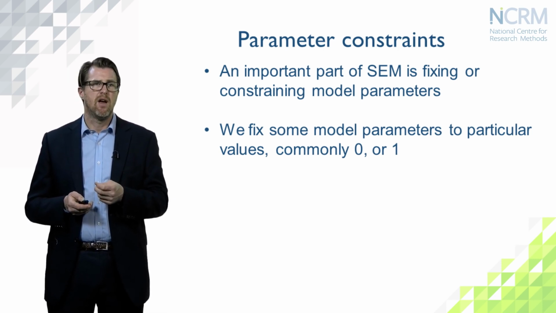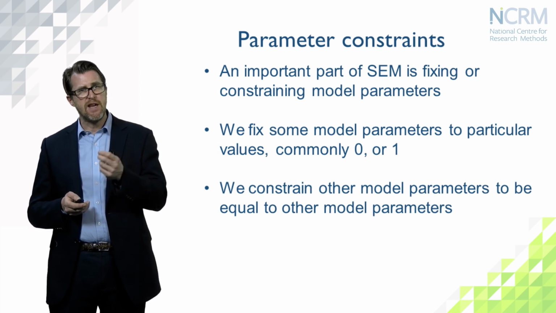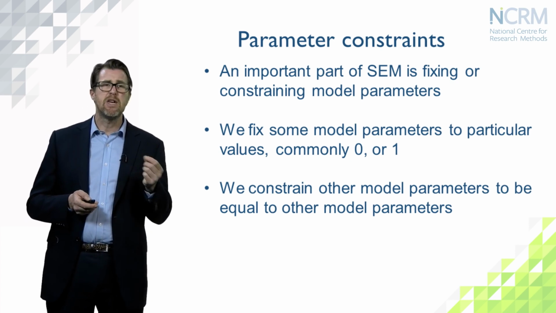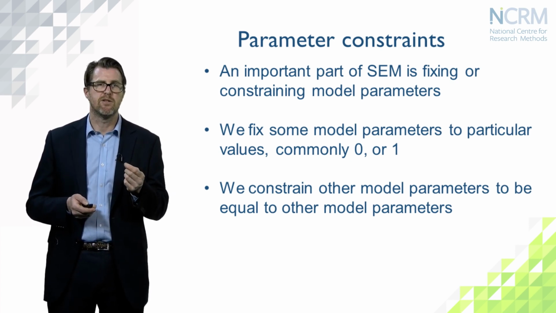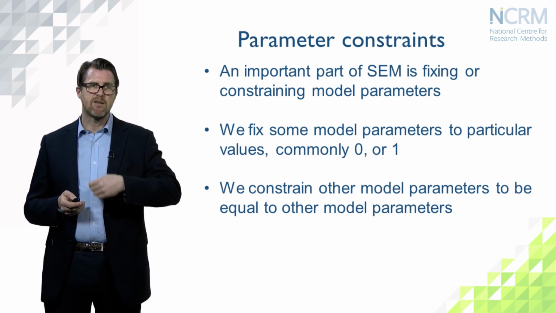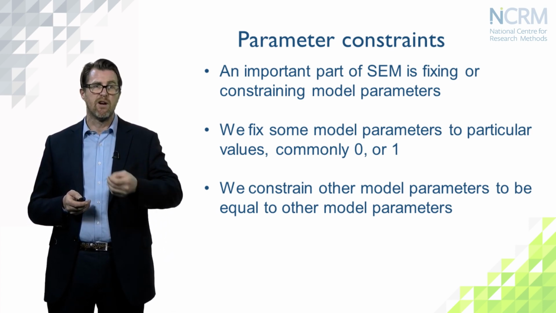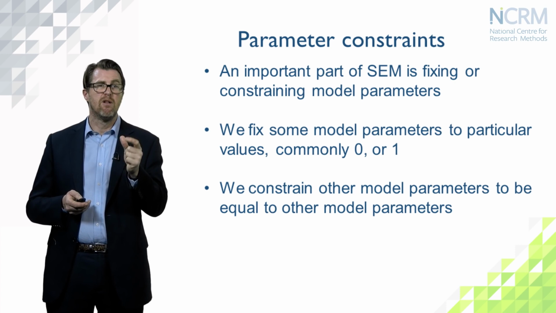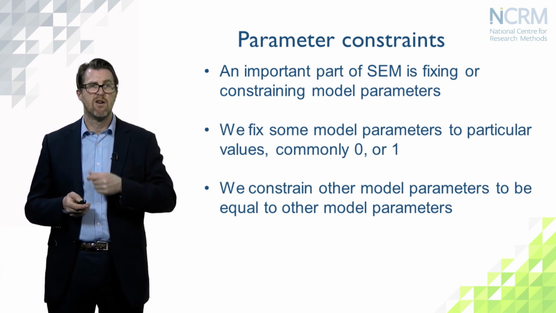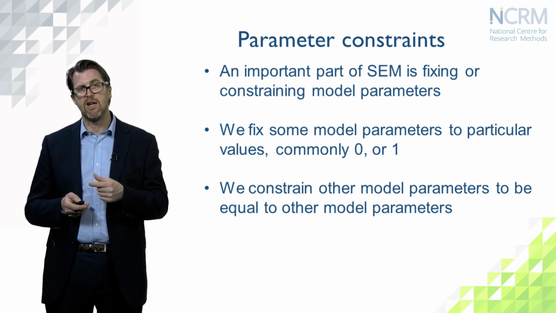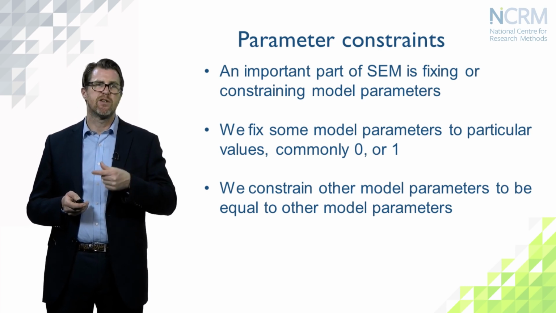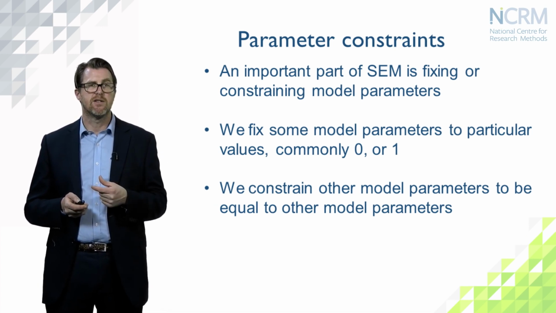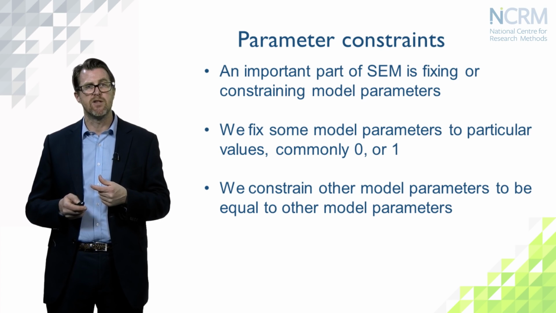But in addition to fixing parameters to these values, we can also constrain model parameters to be equal to other model parameters. So we will still estimate those equalized parameters, but they have to be estimated so that they are the same. The model applies that constraint on what the parameters are that are estimated. So again, that's something which is quite unusual, and we don't really see that in many other statistical techniques that we might use in social science.